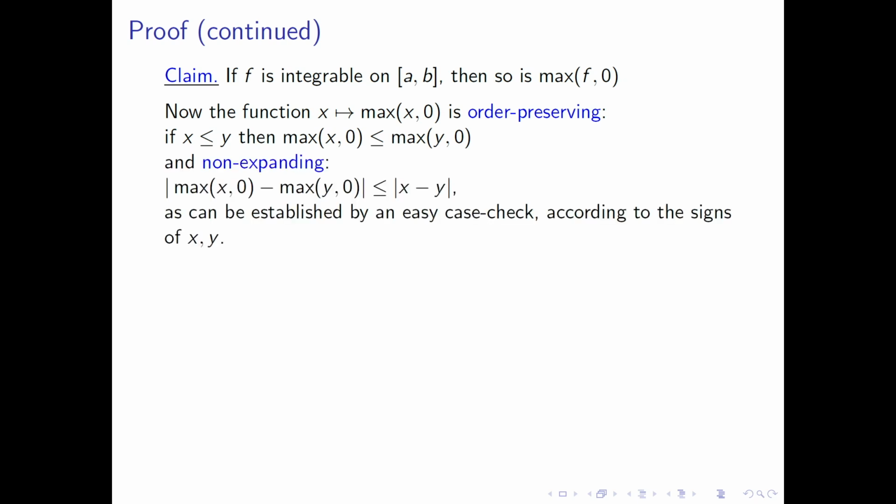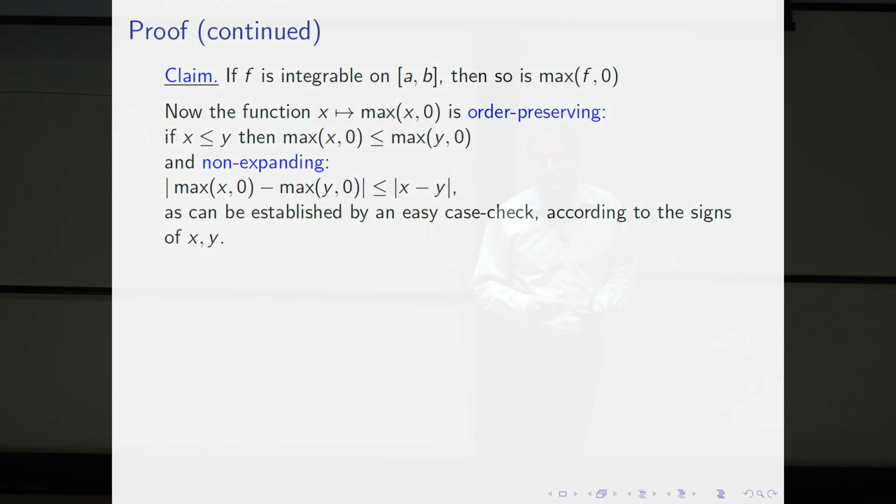Another useful fact that I'm going to prove is that this function is non-expanding. So what that means is that if I have two real numbers x and y, and I look at, on the number line, the distance between them, in other words, the absolute value of x minus y, and then I apply this function to them, in other words, I take the maximum of x and 0 and the maximum of y and 0, and look at the absolute value of their difference, then that's less than or equal to the absolute value of x minus y.